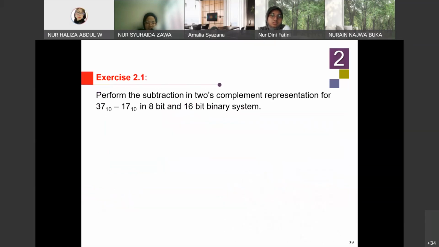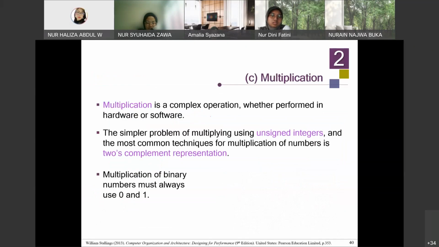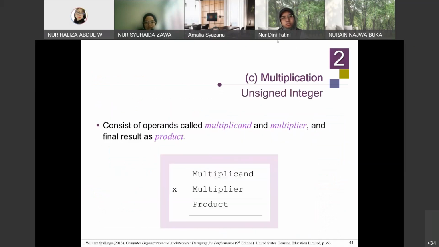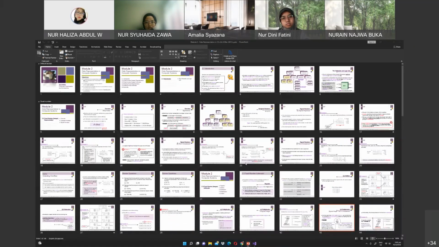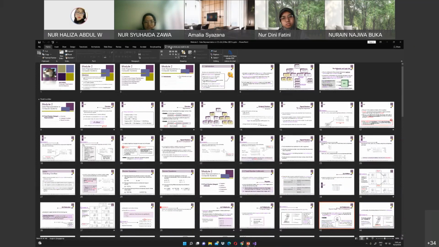Okay, that is in terms of mathematics. Before we go to multiplication and also division, let's take a break, 5 minutes. After this, we will continue. And maybe I will call someone to do the multiplication or even division using the second complement. Okay, we take a break first.